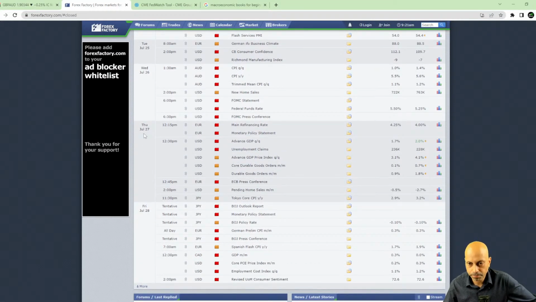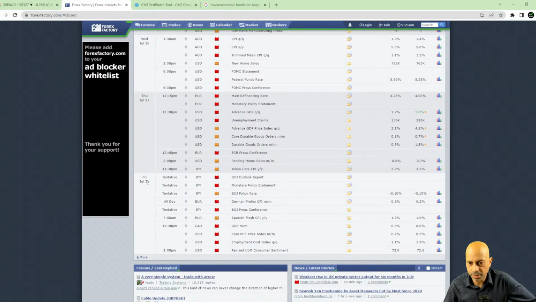Then we have the ECB on 27th of July making their announcement at 12:15 p.m. GMT, followed by the press conference at 12:45 p.m. GMT, where ECB President Christine Lagarde will similarly be giving her insight and outlook for interest rate projections.